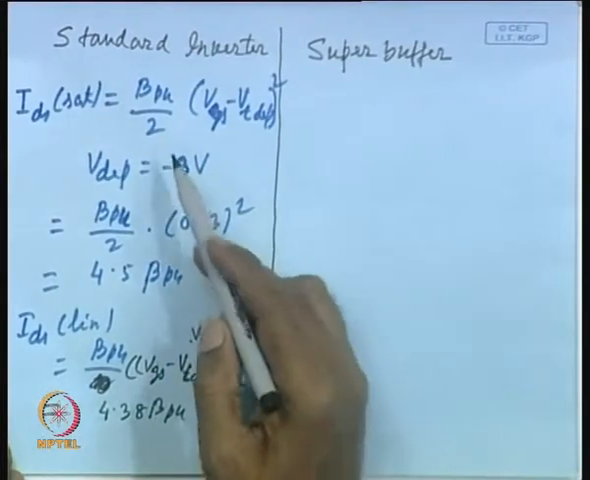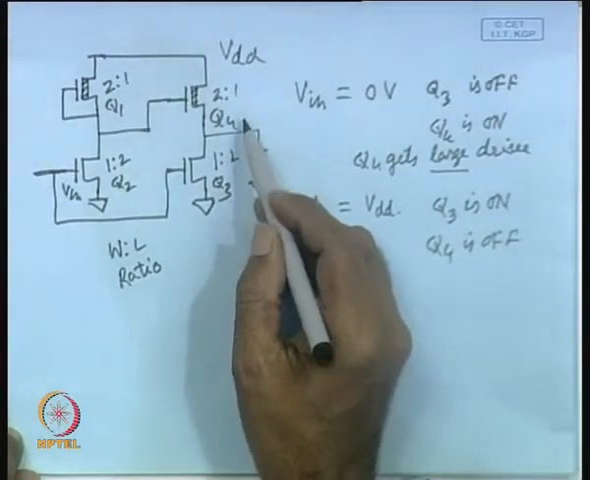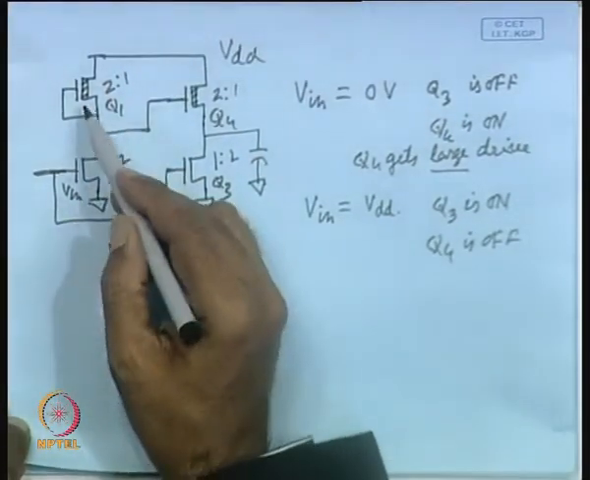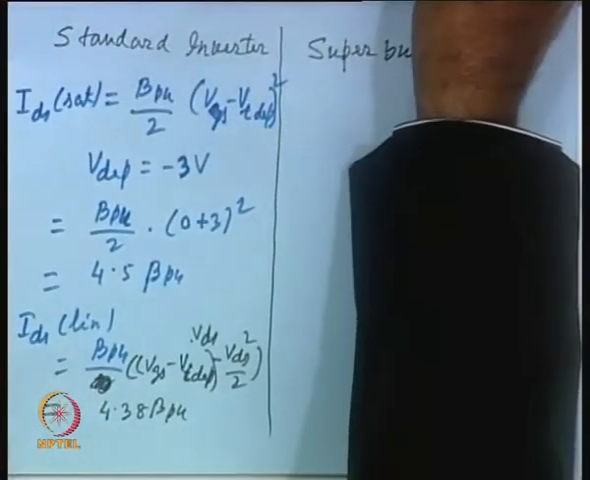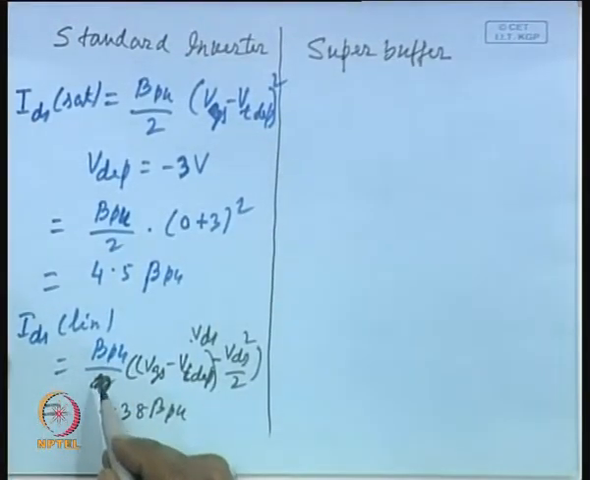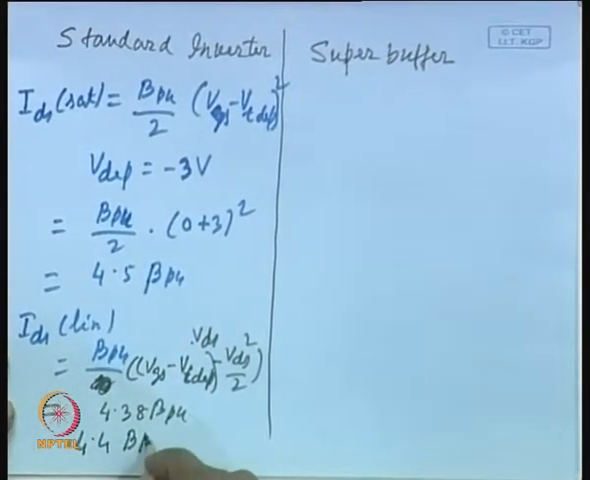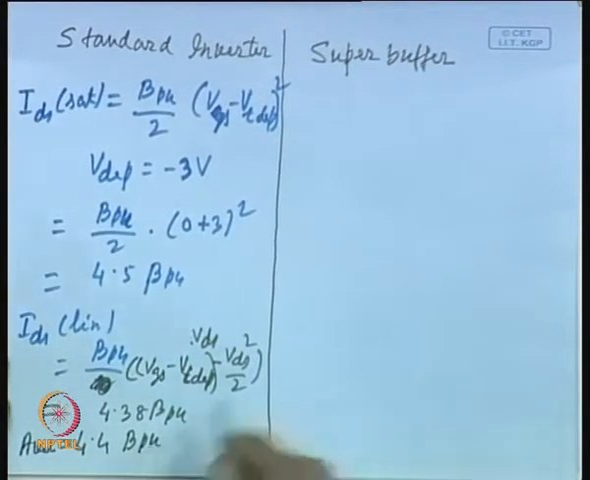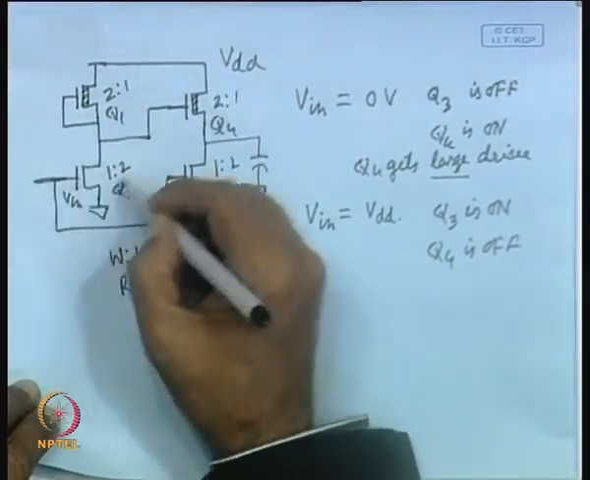That means, when this particular inverter is charging this capacitor, this particular transistor, part of the time will be in saturation, part of the time in the linear mode. As a consequence, if you take the average, this will be roughly equal to 4.4 beta pu. This is the average current that will be supplied for pulling the device on. That means, the source current for a simple inverter.